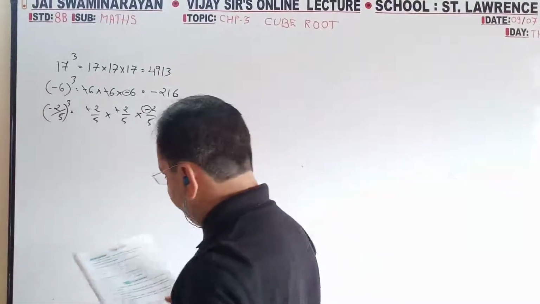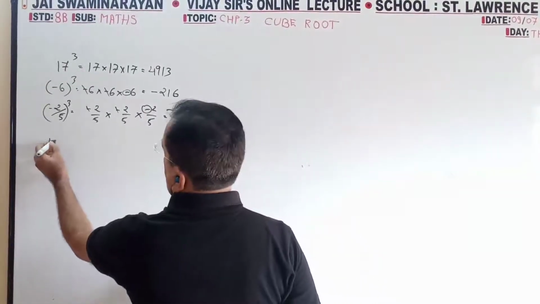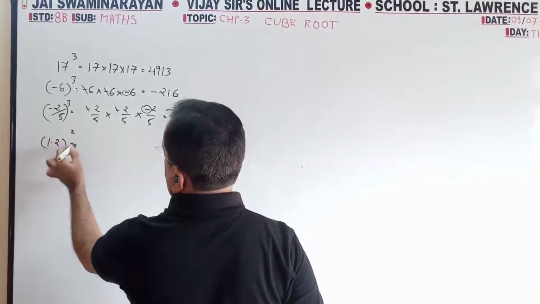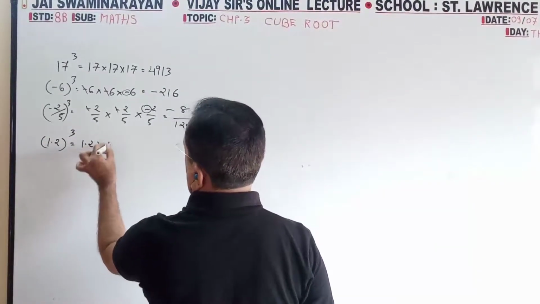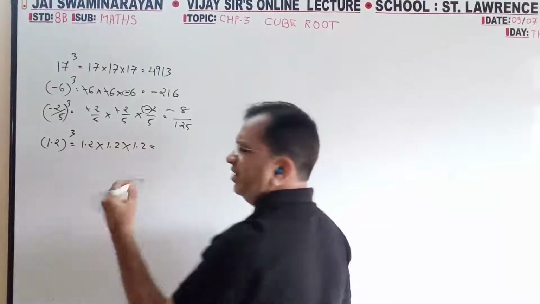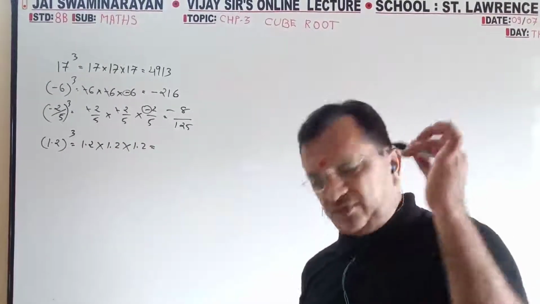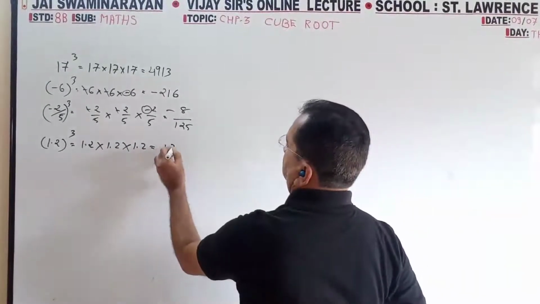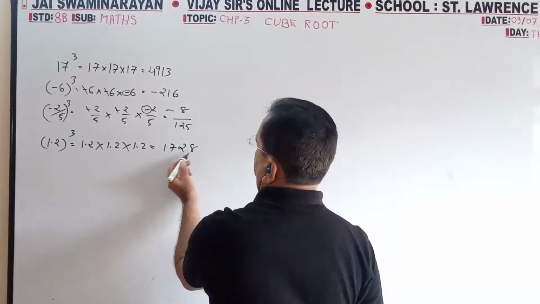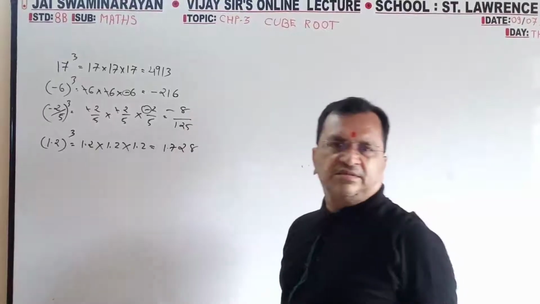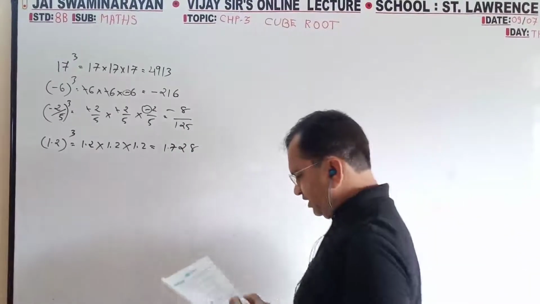Keep in your mind. Decimal type, 1.2 cube. 1.2 into 1.2 into 1.2. Forget about the decimal point. 12 into 12 into 12. How much? It is 1728. So 1 decimal, 2 decimal, 3 decimal. Like that you have to cut the decimal.